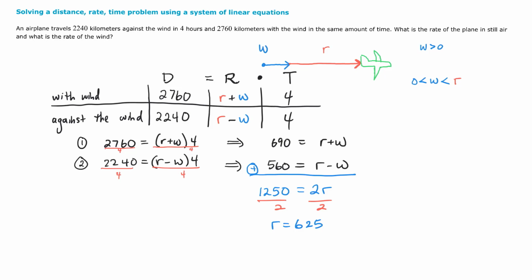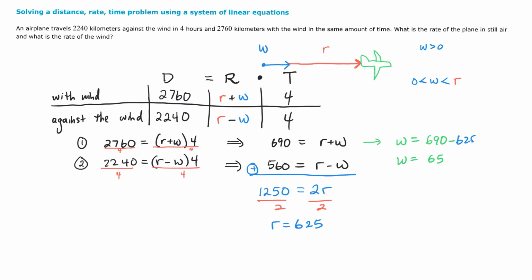We also need to find W. So how can we find W? Why don't we take this equation and solve for W? W is equal to 690 minus R. But R is what? 625. So W is equal to, what do we got there? 65? 65.